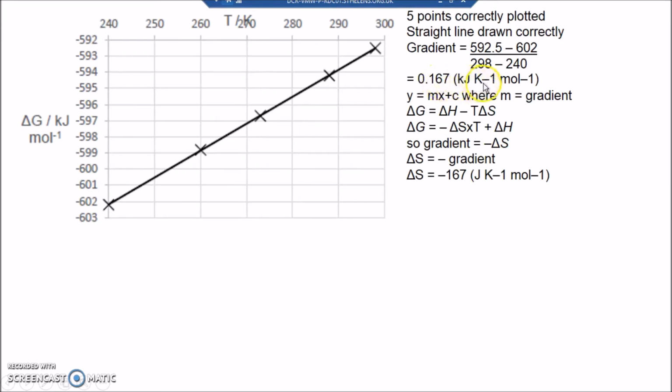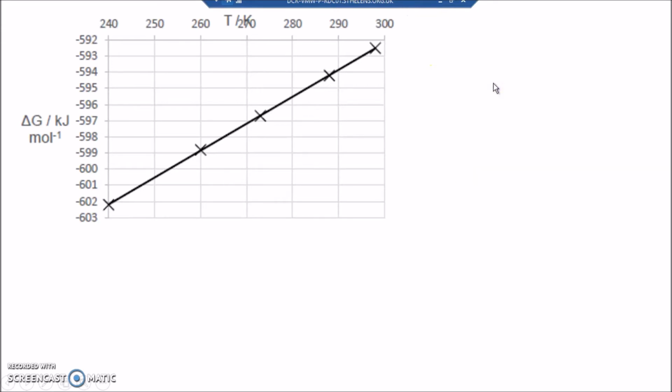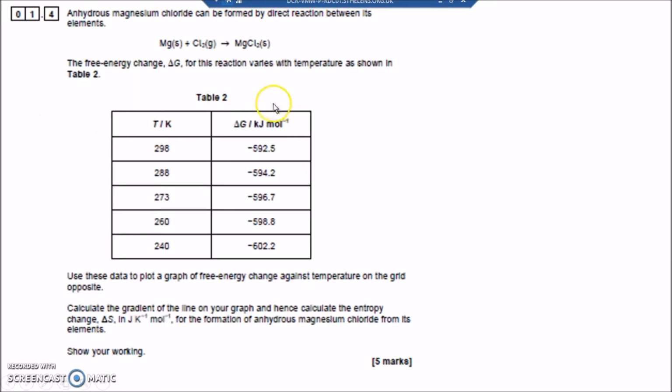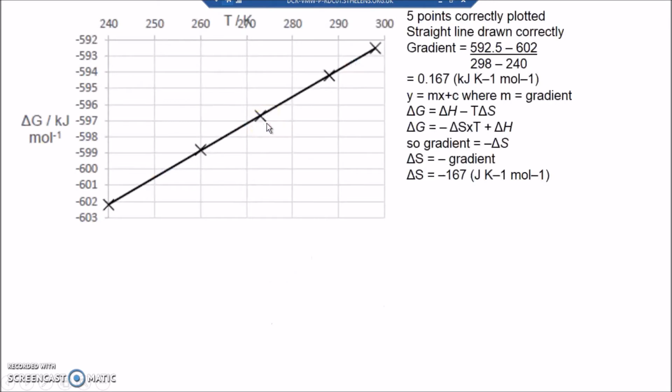It's in kilojoules per Kelvin per mole, because Gibbs free energy changes in kilojoules. To get that into joules per Kelvin per mole, going from a large unit down into a smaller one, you multiply by 1,000.